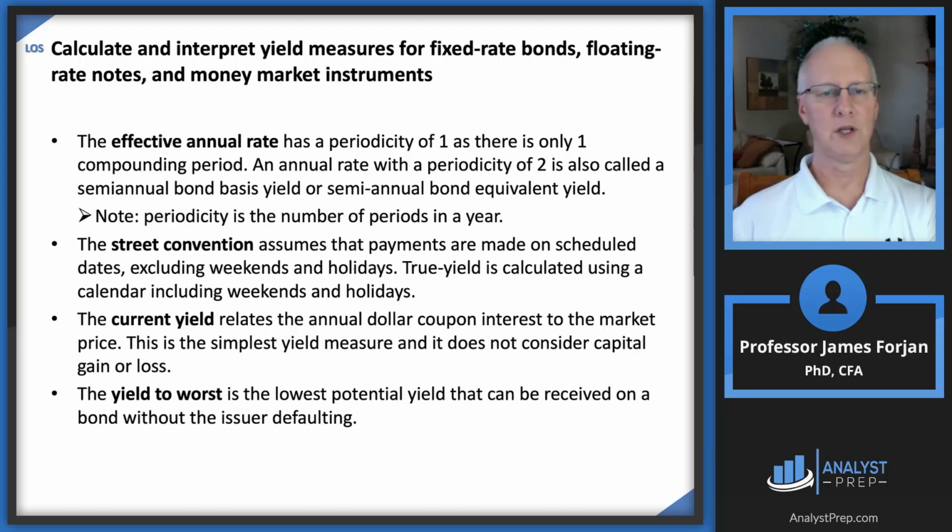The yield to worst is kind of an interesting concept. It's the same thing as yield to maturity, but it asks the question: what happens if a major event occurs? So the yield to worst is the lowest potential yield that can be received without the issuer defaulting.